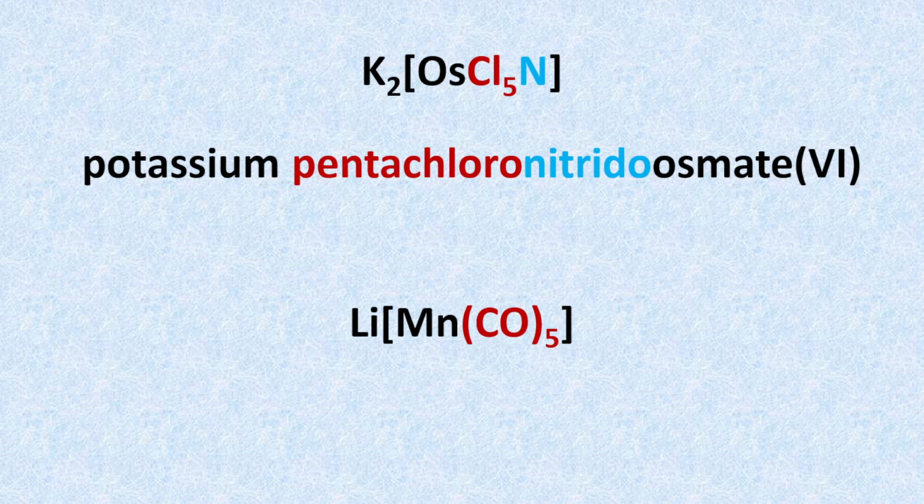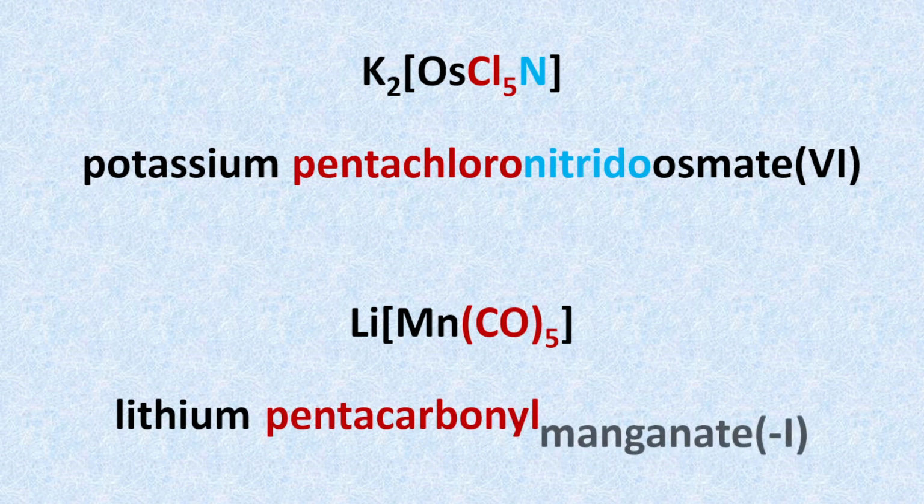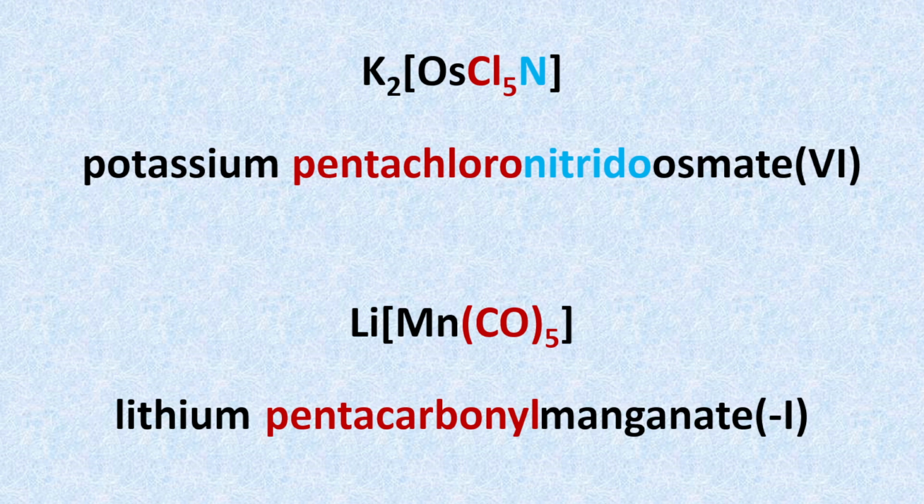So, in this complex, lithium space pentacarbonyl manganate. Since manganese is a part of an anionic coordination sphere, manganate -1, because lithium carries +1 charge.